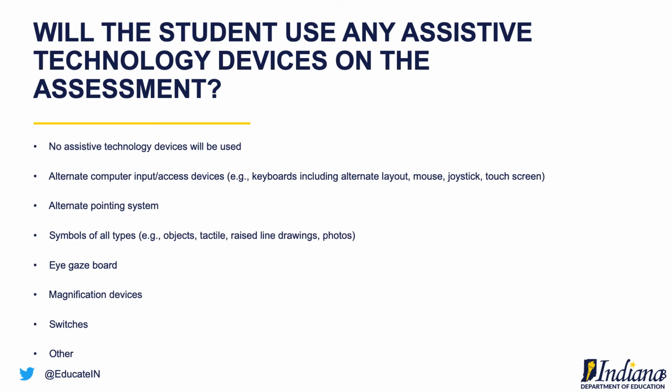Over half of the students taking IAM in 2019 used some form of assistive technology on the assessment to assist with communicating an answer. For the 2019-2020 school year, educators will be able to select multiple responses to this question.